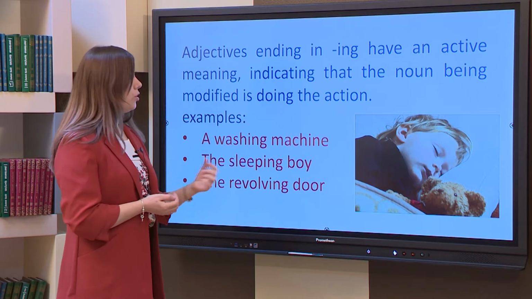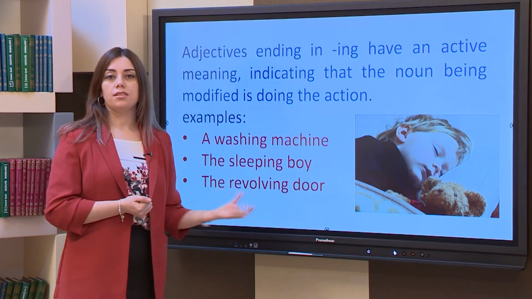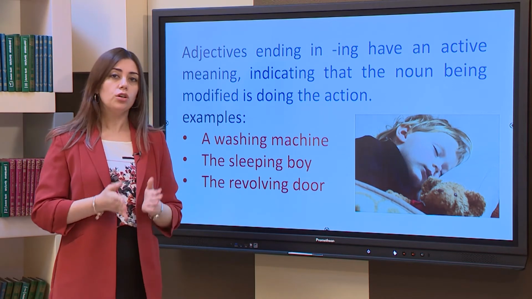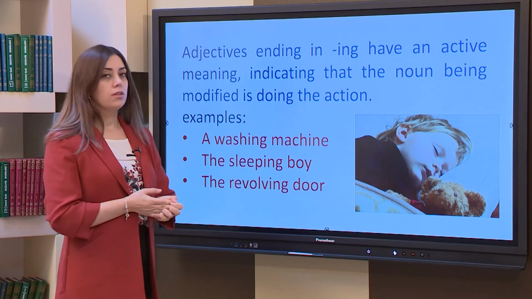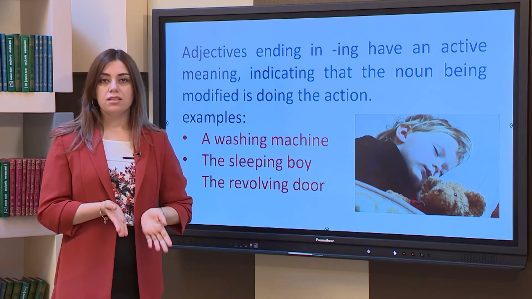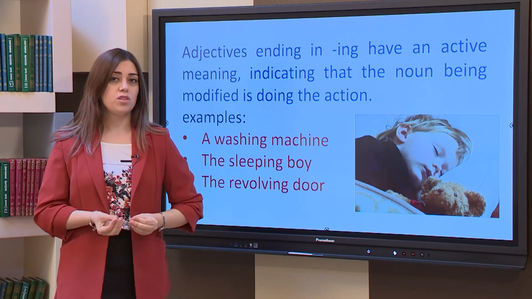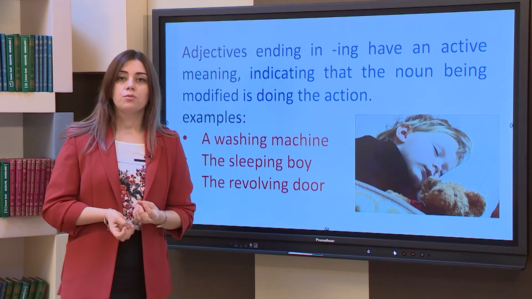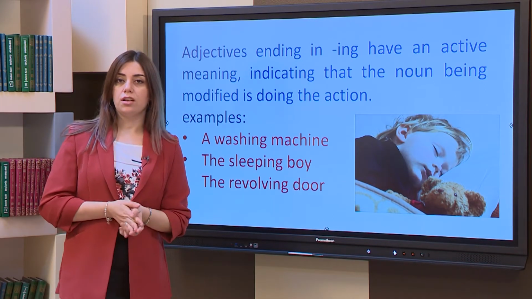The sleeping boy. As you see in this picture, so who is sleeping? The boy is sleeping. So this is active. We know who does the action. The revolving door. It's also an active adjective because the door is revolving. So the subject is in the sentence. But in passive adjectives, we don't know who does the action. We will see more now.